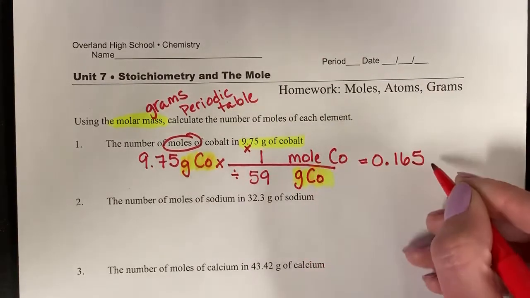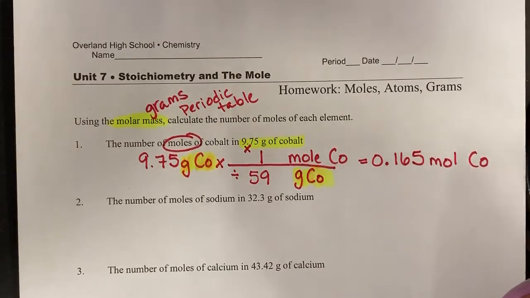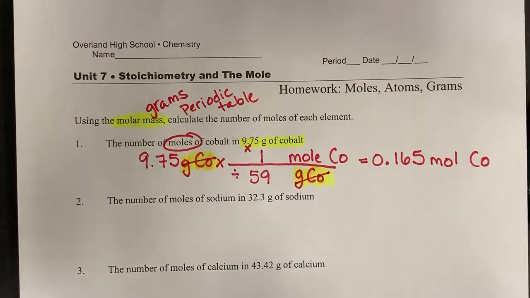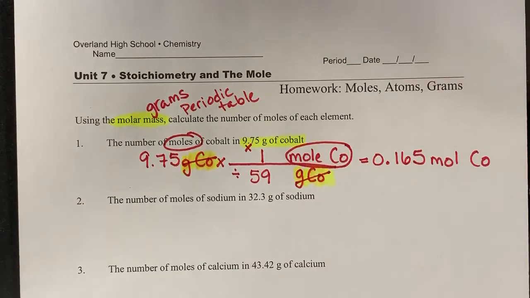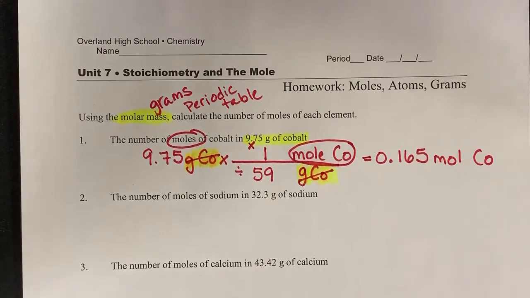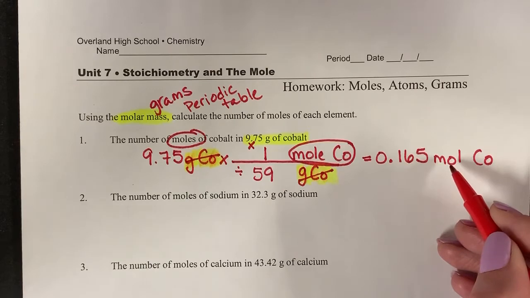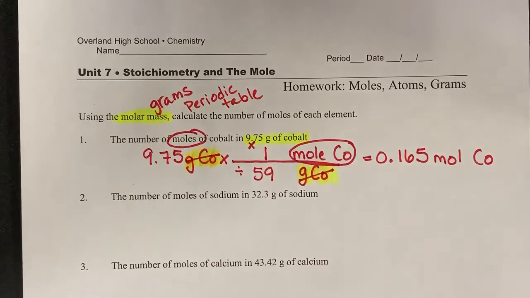moles of cobalt. Now the reason that it's moles of cobalt, grams on top, grams on bottom, they cancel out, I'm left with moles. Now the way that we abbreviate moles in chemistry is MOL. I know it's not much of an abbreviation, but you can either write it like that or like that. It's the exact same thing. Okay, pause this video and take a second to try to solve number 2.